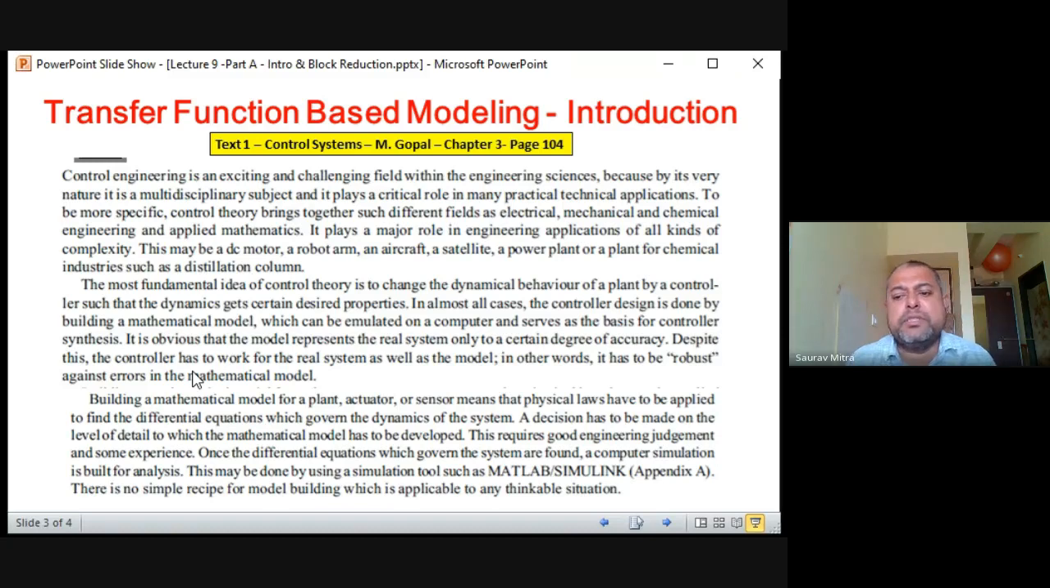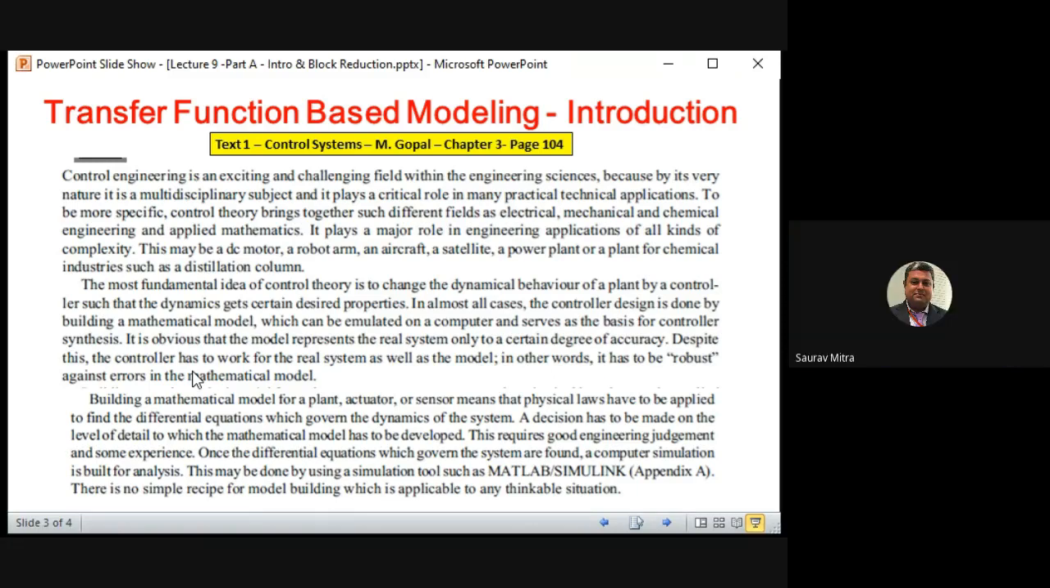Control engineering, or control system engineering, is an exciting and challenging field within engineering science because its very nature is multidisciplinary. I told you in the first lecture that you go from economics to medical science to rocket science to electrical, electronics, mechanical, civil, automobile, any field. Share market, epidemic control, birth control in a country, ship control, cruise control, anywhere you go. There is not a single industry, not a single entity where control system is not there. Multidisciplinary is the basic nature, and it plays a critical role in many practical technical applications.